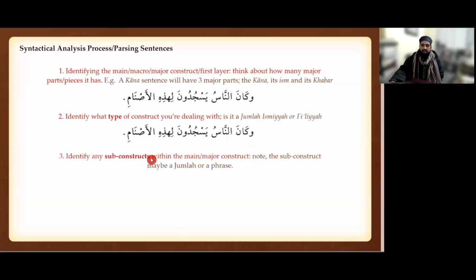Third one, identify subconstructs. So now this is where we get onto the micro constructs, right? And as you said, Umair, the micro constructs are those core slots, the big pieces, مبتدا خبر فعل فاعل مفعول به اسم كان خبر كان, those core pieces, what are they made up of? What's the subconstruct, right? And it could be a jumla or it could be a phrase. That will go back to what knowledge do you refer back to? You refer back to your understanding of the slot theory or the positions, right?